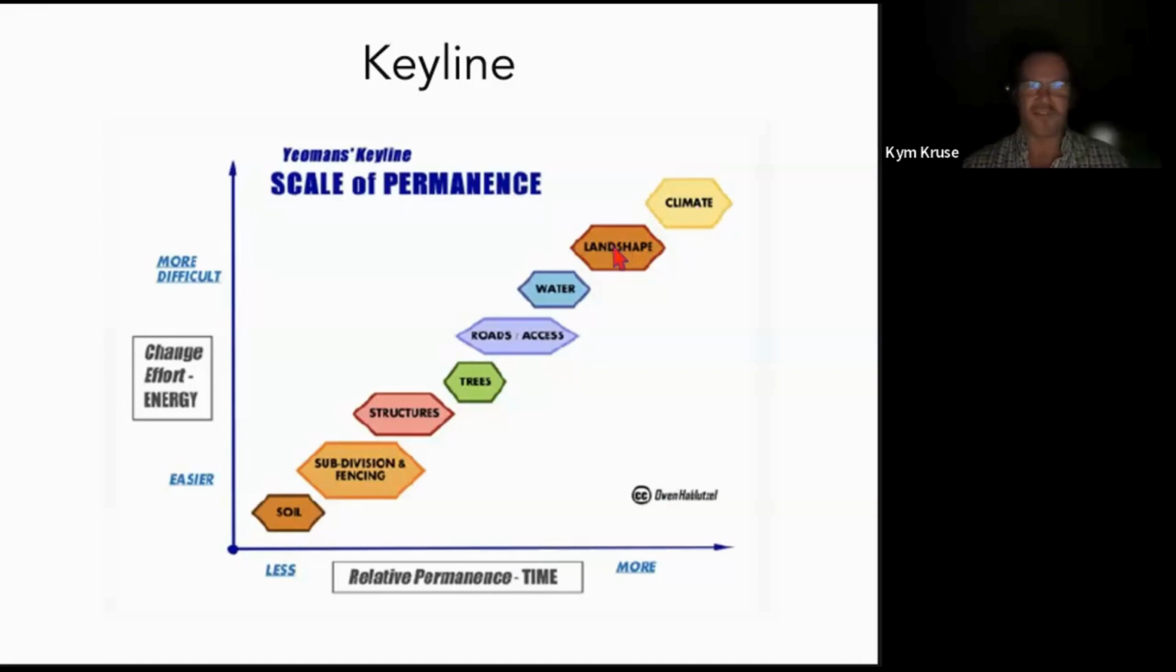Land shape as well is a very difficult thing to change. It's influenced by the climate of where we live and the amount of rainfall we get. A D9 can move a lot of soil around, but again, it's pretty permanent once you've done that work. Water is a result of climate and land shape. Roads and access are the next step down for permanence. Trees, once they're planted, are pretty permanent. Structures can be moved or torn down. Subdivision and fencing is less permanent, and at the bottom, soil.